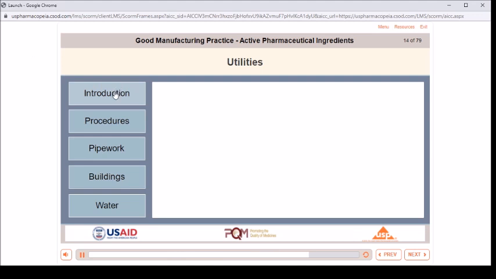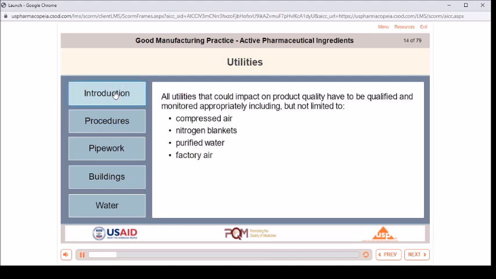Utilities. Introduction. All utilities that could impact on product quality have to be qualified and monitored appropriately, including, but not limited to, compressed air, nitrogen blankets, purified water, factory air.